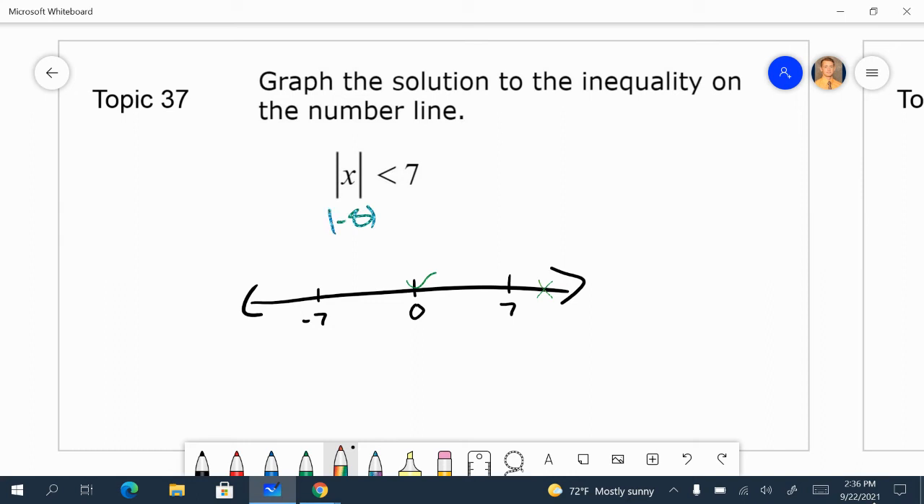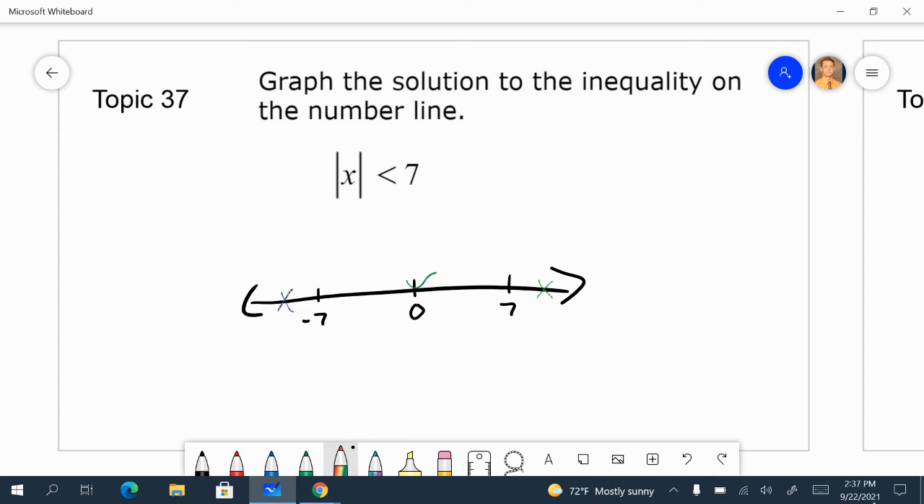-8 with the absolute values around them. If I took the absolute value of -8, it's going to be a +8. So we would be left with 8 is less than 7, which is just not true. So basically what I'm trying to say here is nothing on the outsides of these is going to work.